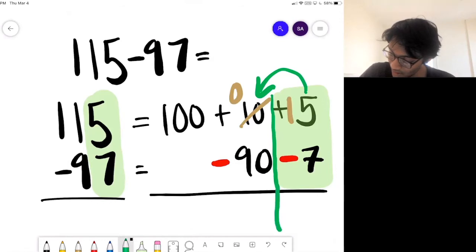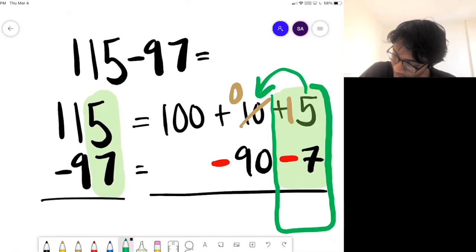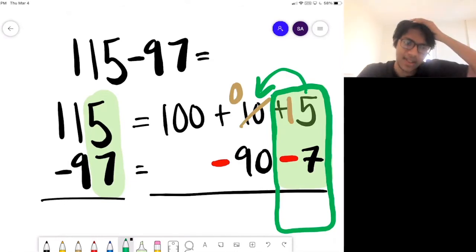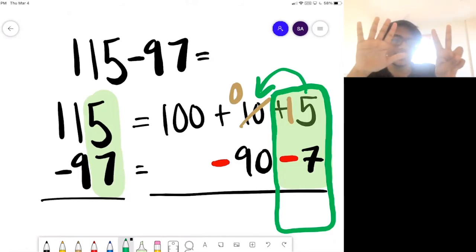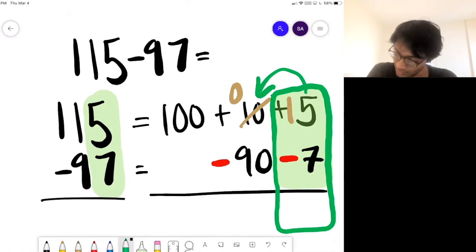What is 15 minus 7? Think about it while I draw this out. 15 minus 7, let's do it. I have 15 in my head. I put up 7 fingers. So 14, 13, 12, 11, 10, 9, 8. So 15 minus 7 is 8.